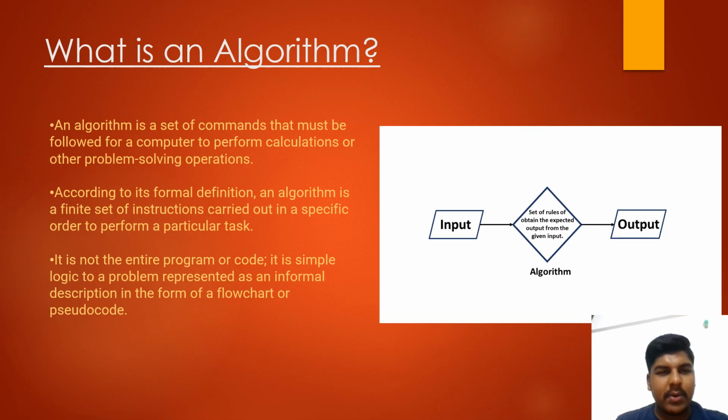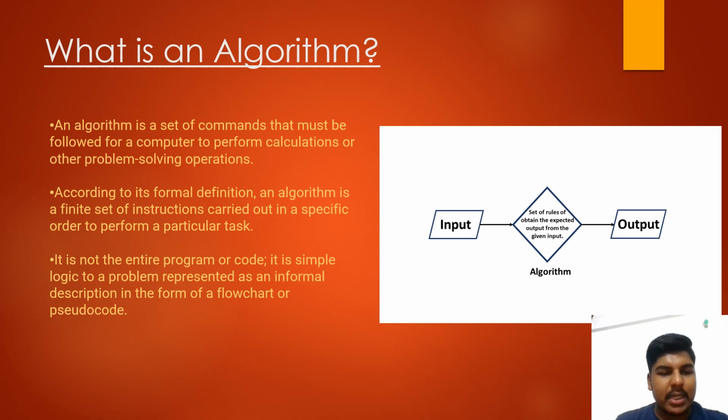First, let us see what is an algorithm. An algorithm is a set of commands that must be followed for the computer to perform calculations or other problem-solving operations. According to its formal definition, an algorithm is a finite set of instructions carried out in a specific order to perform a particular task. It is not the entire program or code.